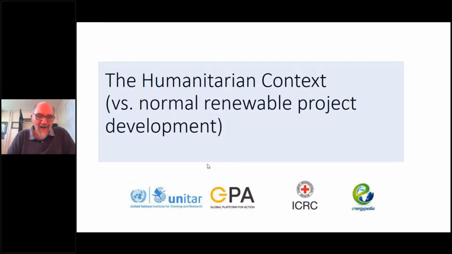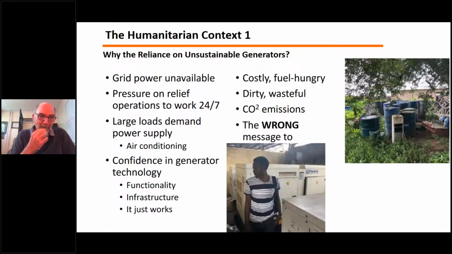So the humanitarian context. So what is it? What is unique about the humanitarian context? Right. Well, 5, 6, 7 years ago, I would go to refugee camps, and I talked to managers, and they'd say, well, we don't want to experiment with solar. In most refugee camps, humanitarian situations, grid power is unavailable, the remote. But there's a pressure on relief operations to work 24/7.